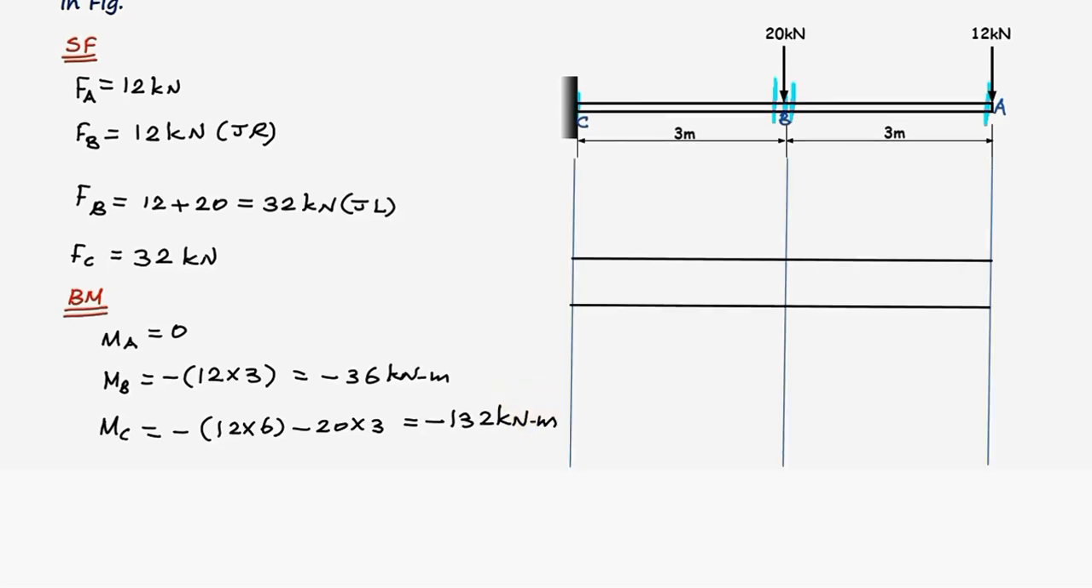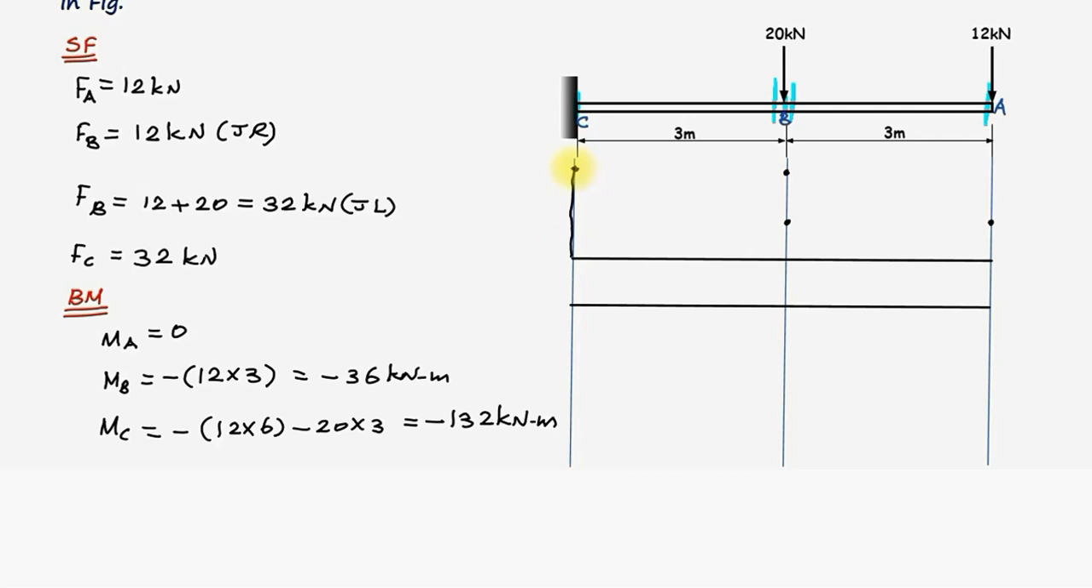Let us locate the points. Shear force at the point A is at 12 kilonewtons. Here there is one point. And at the point B, also 12 kilonewtons. Then one more point is 32 kilonewtons. And at the point C, the same 32 kilonewtons here. Now let us join all these points.